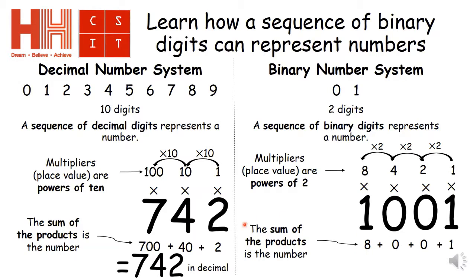And again, the sum of these, exactly like we did previously, will be our number. So 8 plus 0 plus 0 plus 1 is going to make a total of 9 in decimal. So 1001 is equal to 9 in decimal. And that's how we convert a binary number into our decimal number. Work out what column it is under, multiply by that multiplier, by that place value, and then add the total up at the bottom.